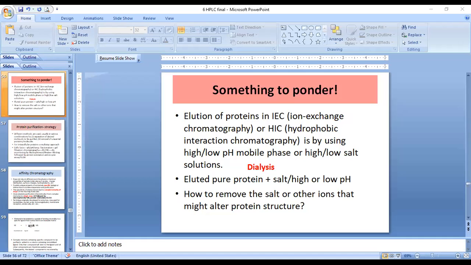Okay, so I go to the next method, and that is called affinity chromatography. Have you heard about this word? Affinity chromatography. I've heard it in chemistry. Okay, chemistry. Yeah, that is right.